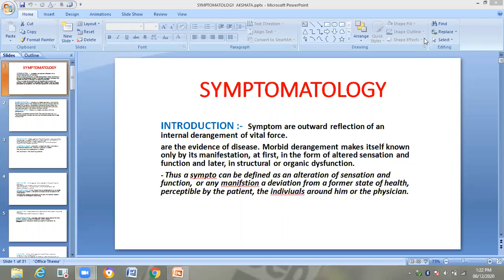Then after knowing these basic concepts of health and disease, we go towards the symptoms. So what is symptoms? There are different types of symptoms, which is called symptomatology, which we are going to discuss. So to go towards the symptomatology, first we should know what is the state of health, what is the state of disease, what is symptom, and then only can we understand the symptomatology, the different types of symptoms.